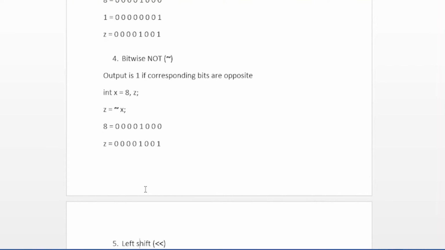The next one is the bitwise NOT operator. The bitwise NOT operator's output is 1 if the corresponding bit is 0, and vice versa. So if a bit is 1 it will be 0, and if it is 0 then it will be converted to 1. So here it is written 0 0 0 0 1 0 0 0.